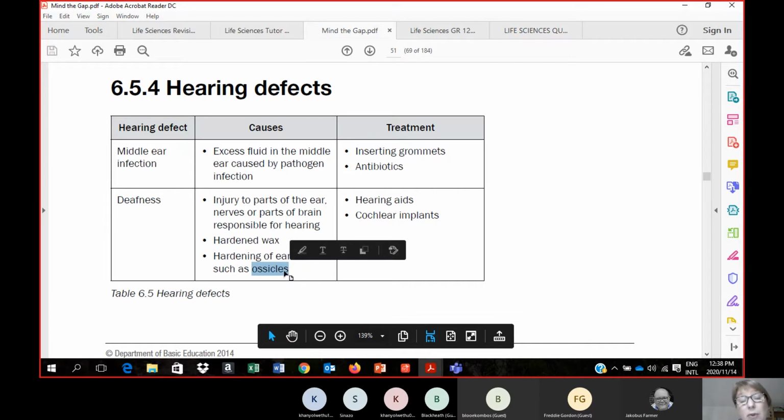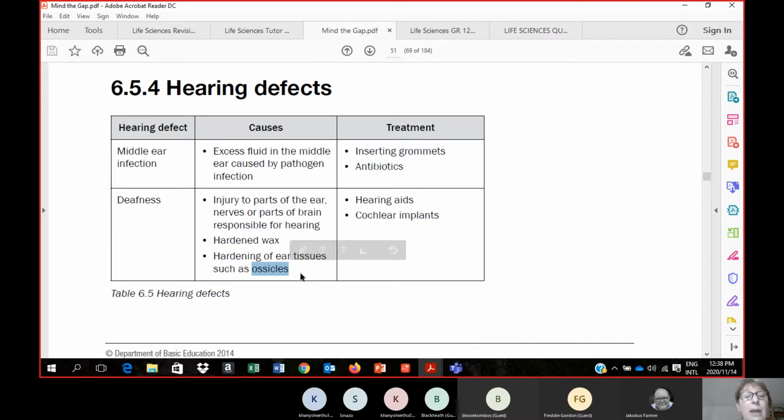So in other words, they're not transmitting those vibrations to that oval window anymore. It could be hardened earwax, but it could also be an injury to a part of the ear, maybe something in the inner ear, something in the organ of Corti, which is involved in hearing, or it could be the nerves which conduct impulses to the brain. So it could be any of those.